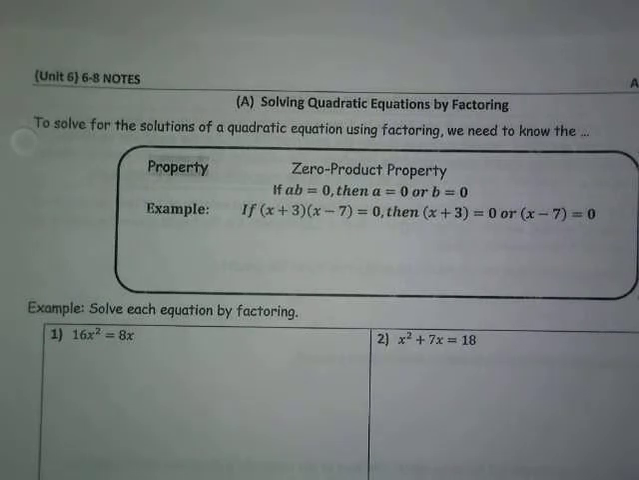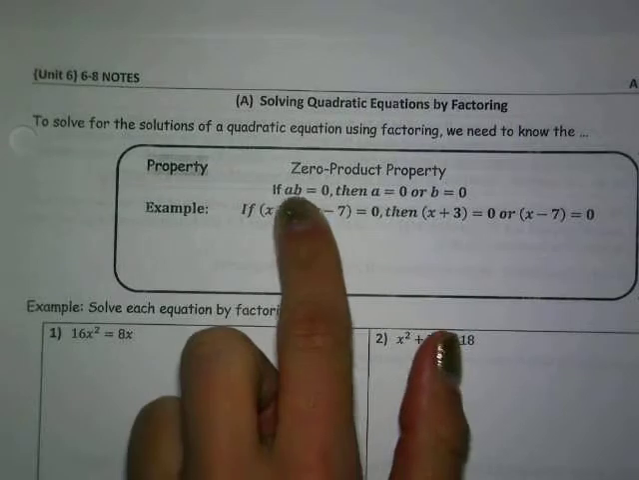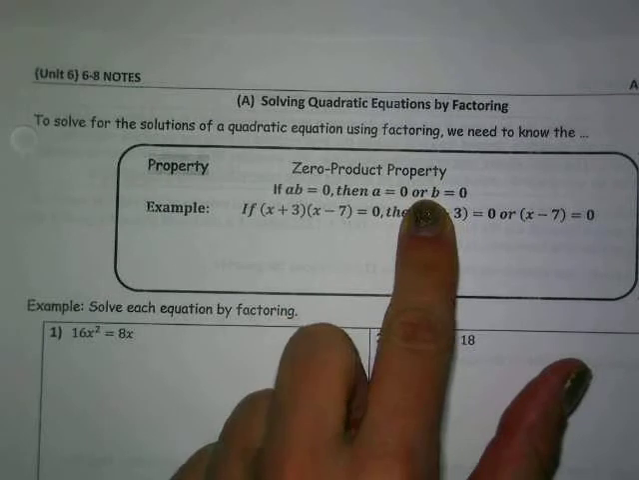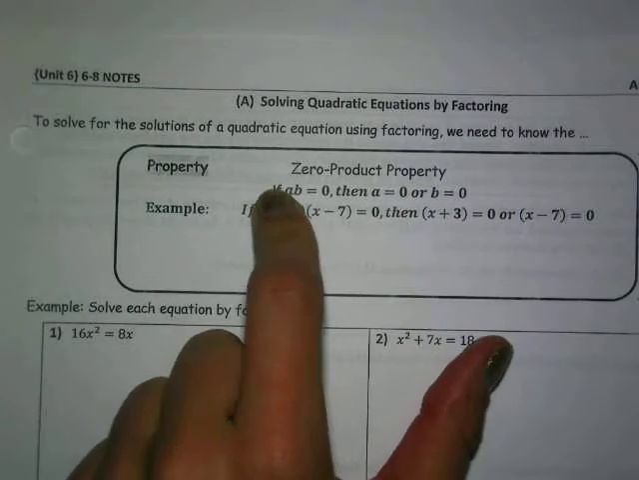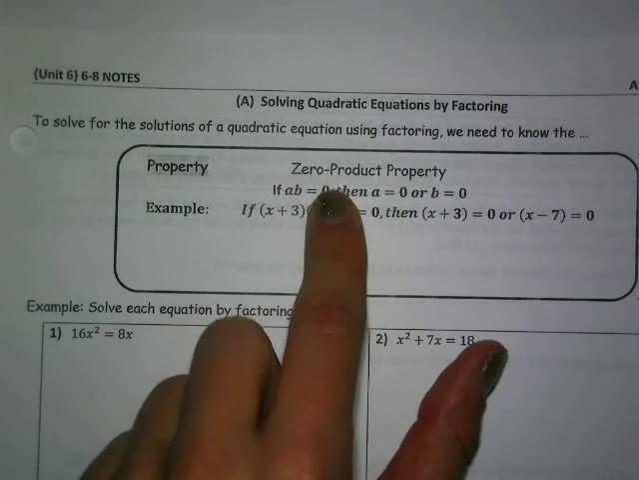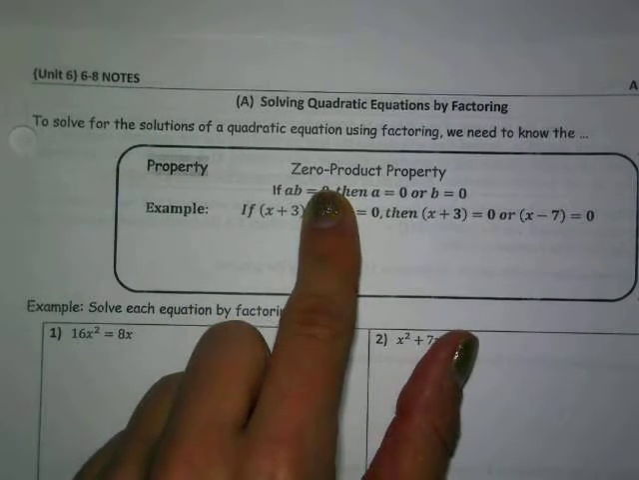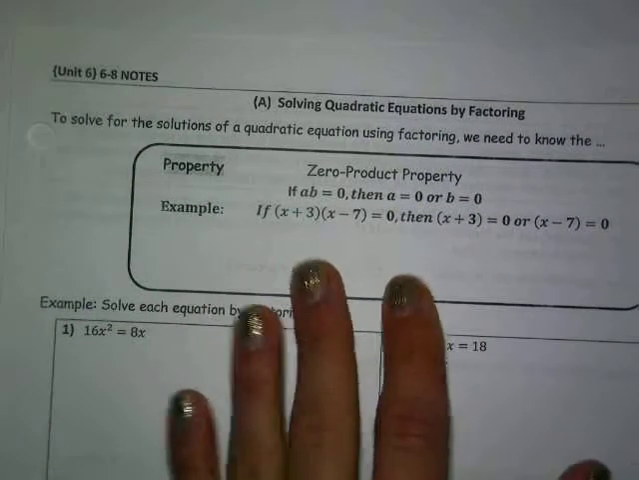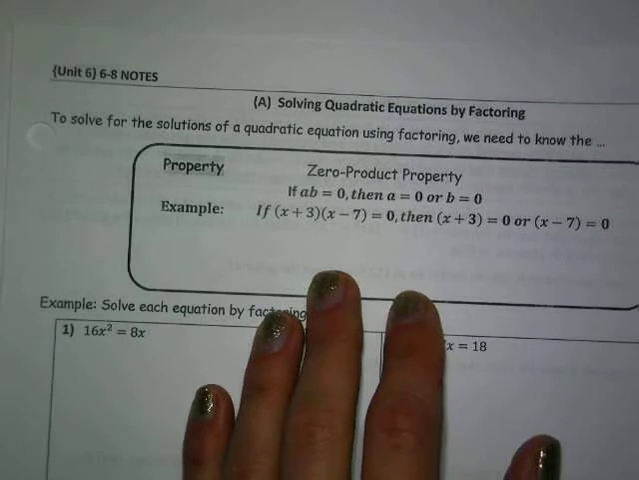To solve for the solutions of a quadratic equation, use factoring. We need to know the zero product property. What the zero product property says is, if I have a times b equals 0, then a can equal 0 or b can equal 0. Because if a equals 0, what is 0 times b? 0. That still works. Or if b equals 0, what is a times 0? 0. So the zero product property says it doesn't matter which factor equals 0. If one of them equals 0, your answer is going to be 0.